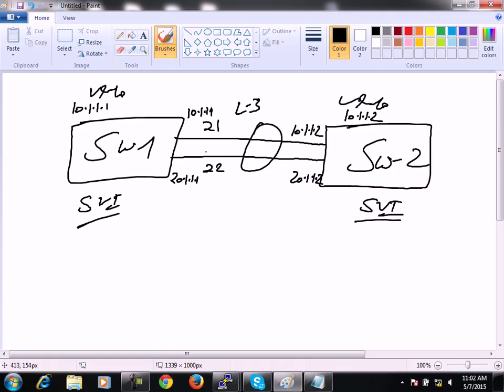Fine. Now, if you are having three links, it means you will require three different subnets. If you are having four layer three links available between these two switches, it means you will require four different subnets. You will require four different subnets, right?